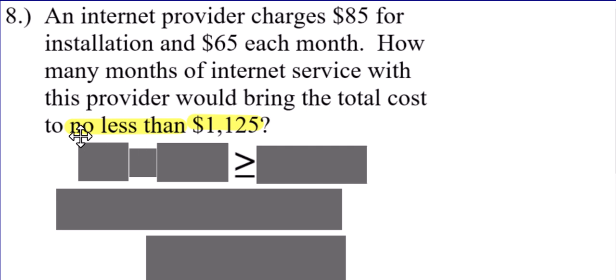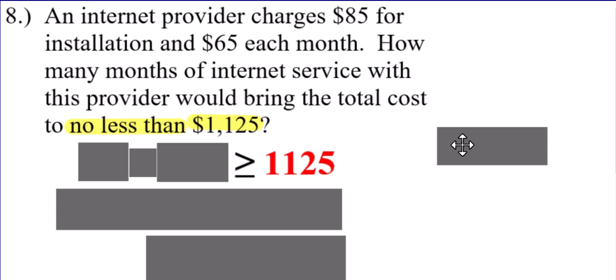You're like, why? Because if it's not allowed to be less than, then you can be greater than or you can be equal to. Where does the $1,125 go? Well, since it was to the right of the words no less than, it needs to be to the right of the inequality symbol. It has to be written mathematically in the same order as it was written in that highlighted part of the sentence. The words that mean the inequality symbol and the number that comes next.